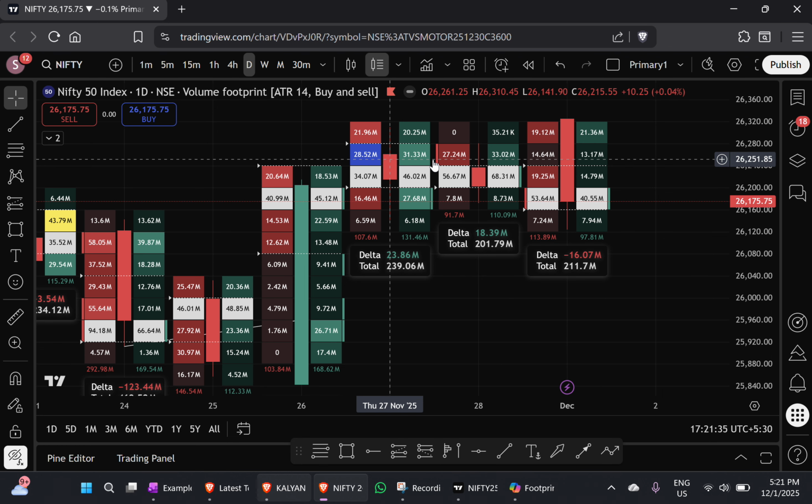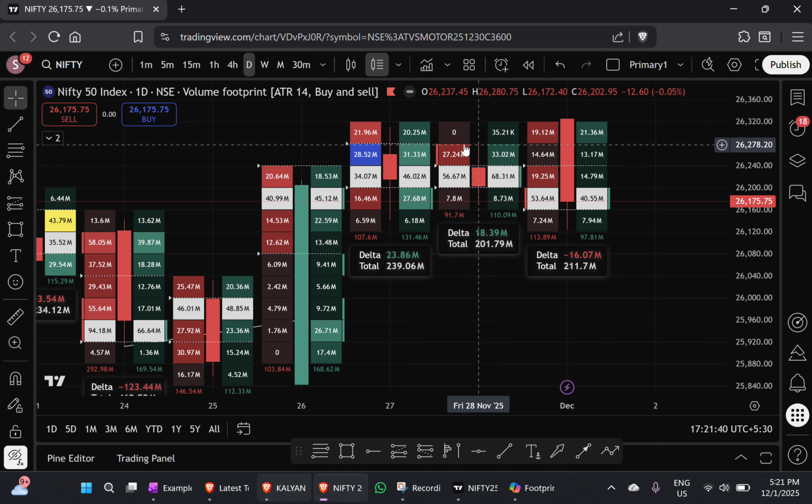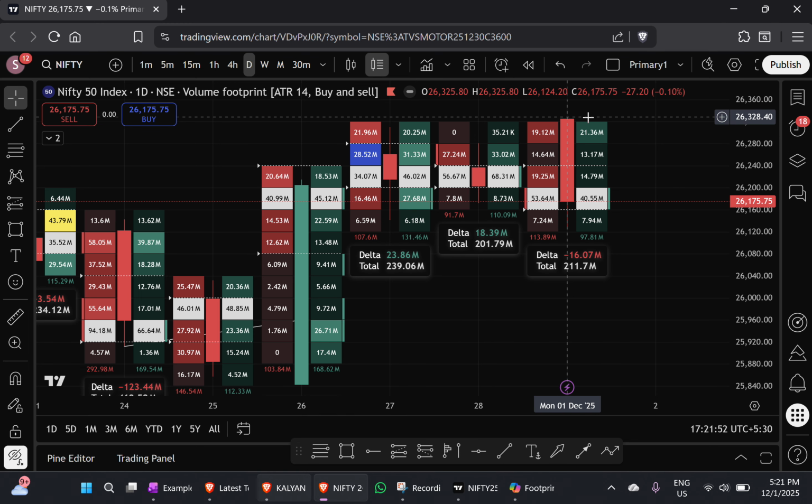This is telling that sellers are active and aggressively selling at this price. If this price area was not respected for the day, then obviously we need to look for sell side opportunities. So based on this footprint, I'm able to look for the sell side opportunities. Anyway, open high, everyone knows that it is a sell opportunity. So you have to look for sell opportunities.